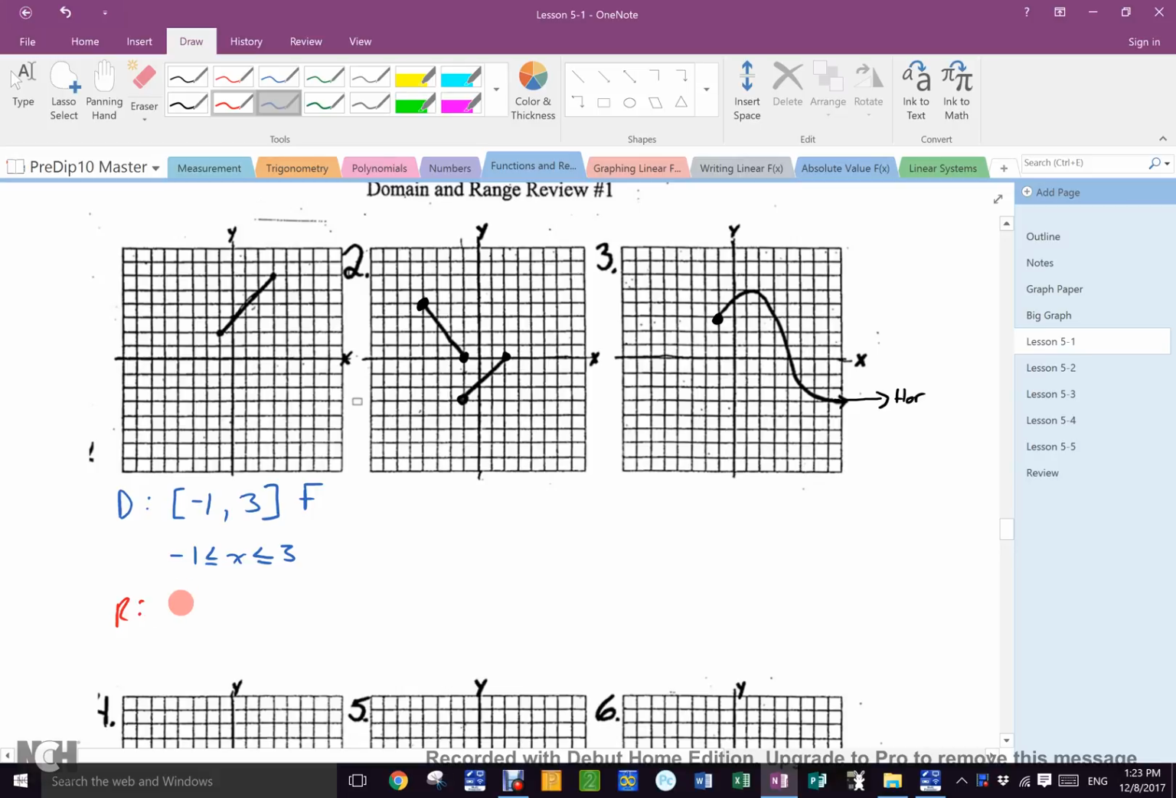Gripinder. Excellent. Or 2 less than or equal to y less than or equal to 6. For set notation, you always put squiggly brackets.